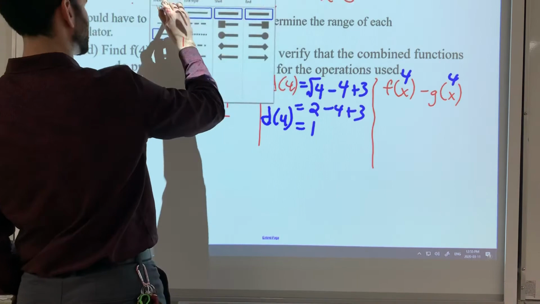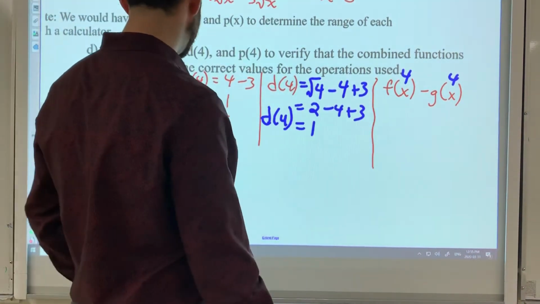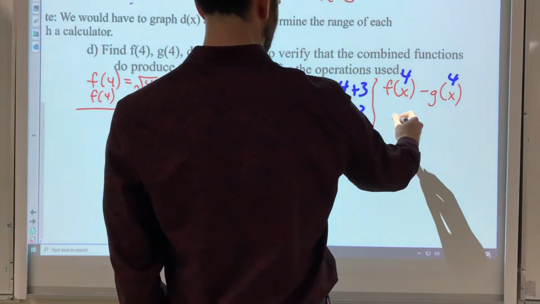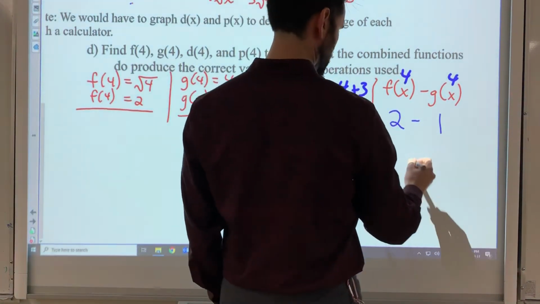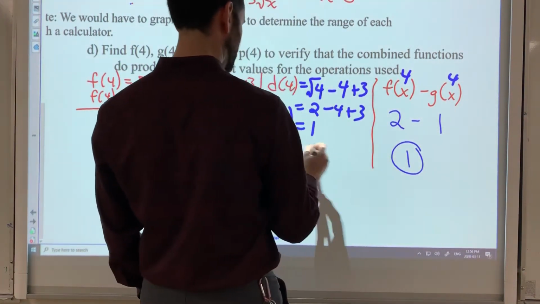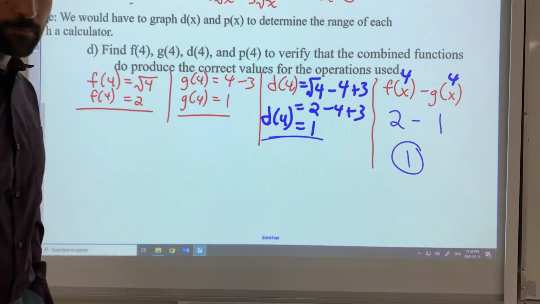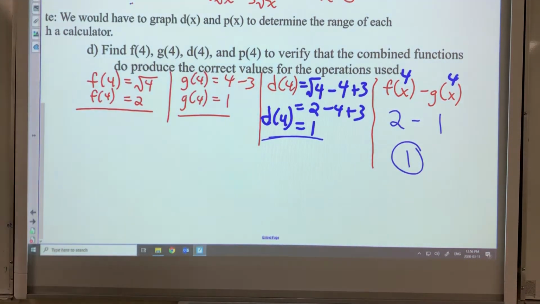Now let's see. f of 4 was 2, subtract g of 4, which was 1, which still gives us 1. So we can see that we get the same value. That's good news. That means we did something right.